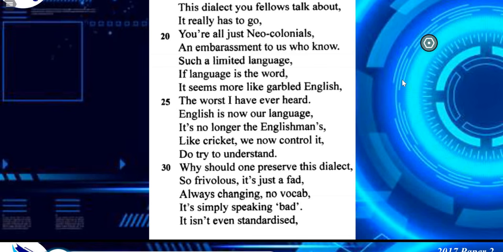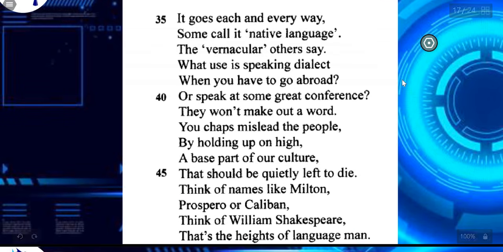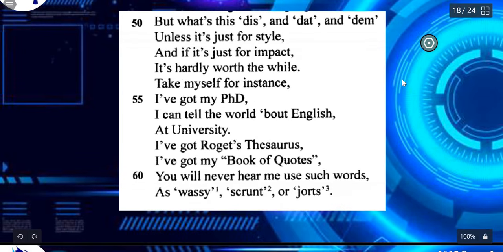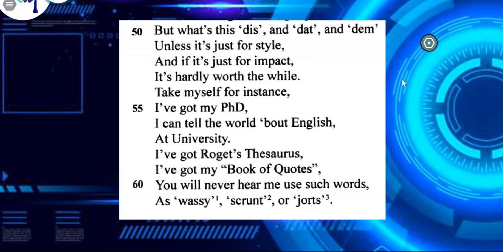Always changing, no vocab. It's simply speaking bad. It isn't even standardized. It goes each and every way. Some call it native language, the vernacular, others say. What use is speaking dialect when you have to go abroad or speak at some great conference? They won't make out a word. You chaps misled the people by holding up on high a base part of our culture that should be quietly left to die. Think of names like Milton, Prospero, or Caliban. Think of William Shakespeare. That's the heights of language, man. But what's this, and that, and them? Unless it's just for style, and if it's just for impact, it's hardly worth the while.